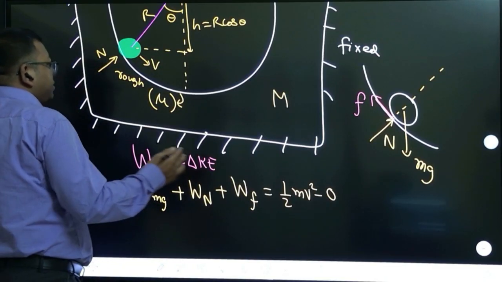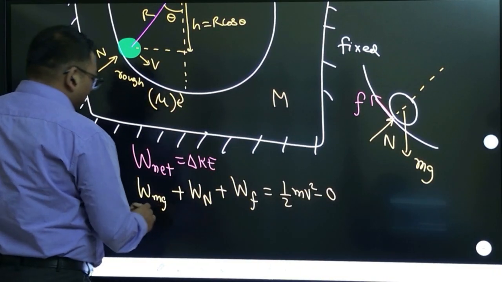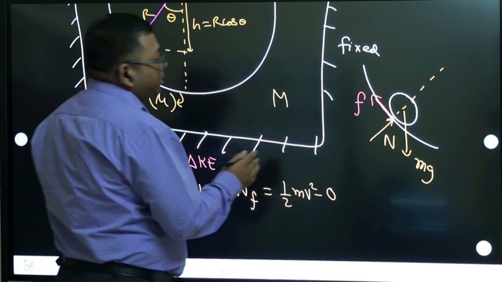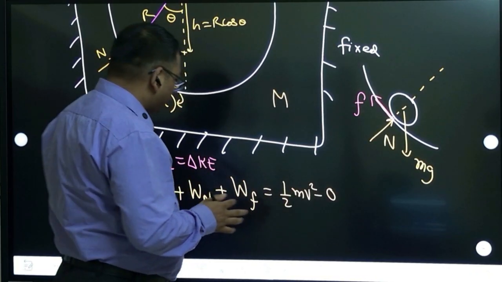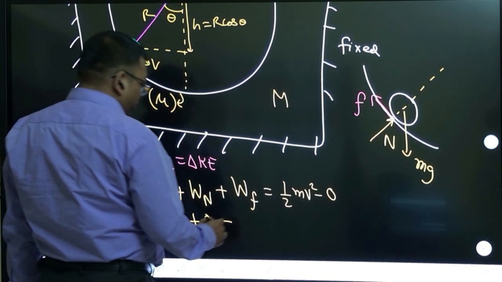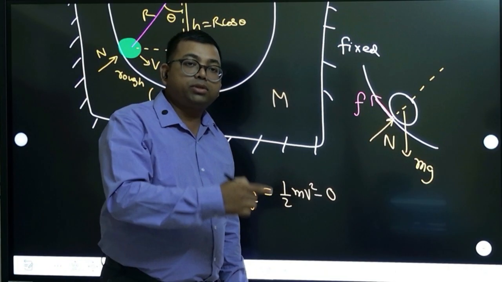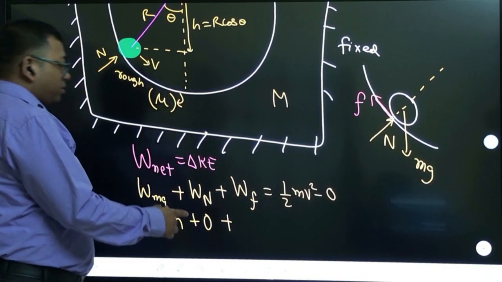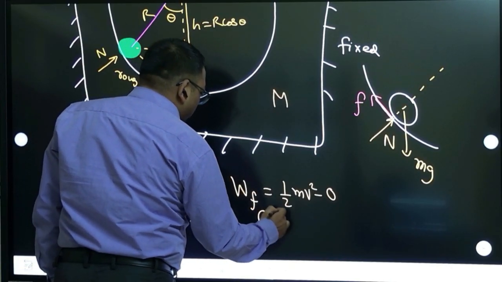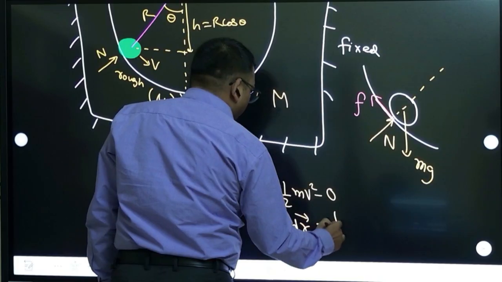Work done by mg is very simple. Mg is a constant force and its displacement is downward, so work done by mg is just mg into h. That is quite simple. Normal is always acting perpendicular, so normal is not going to do any work. We know that. Work done by friction we need to write. Friction is always tangential and the tangent direction is always changing, right? So it's a variable force. So we include the integration of friction dot displacement dr vector, equal to half mv square.